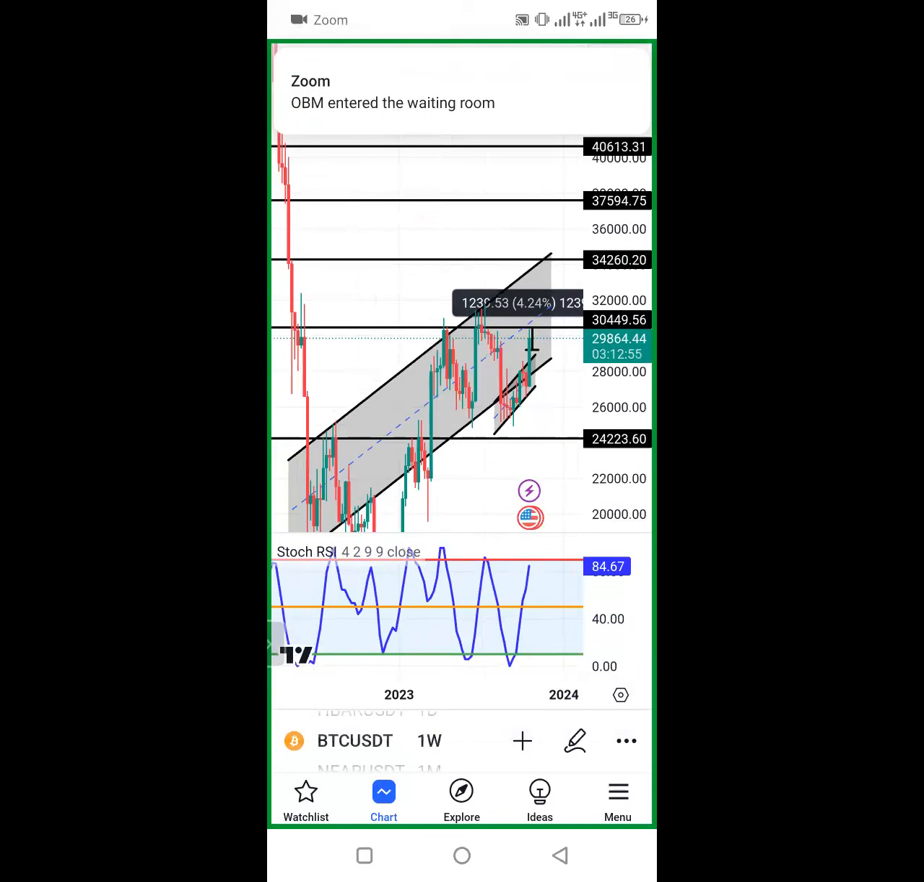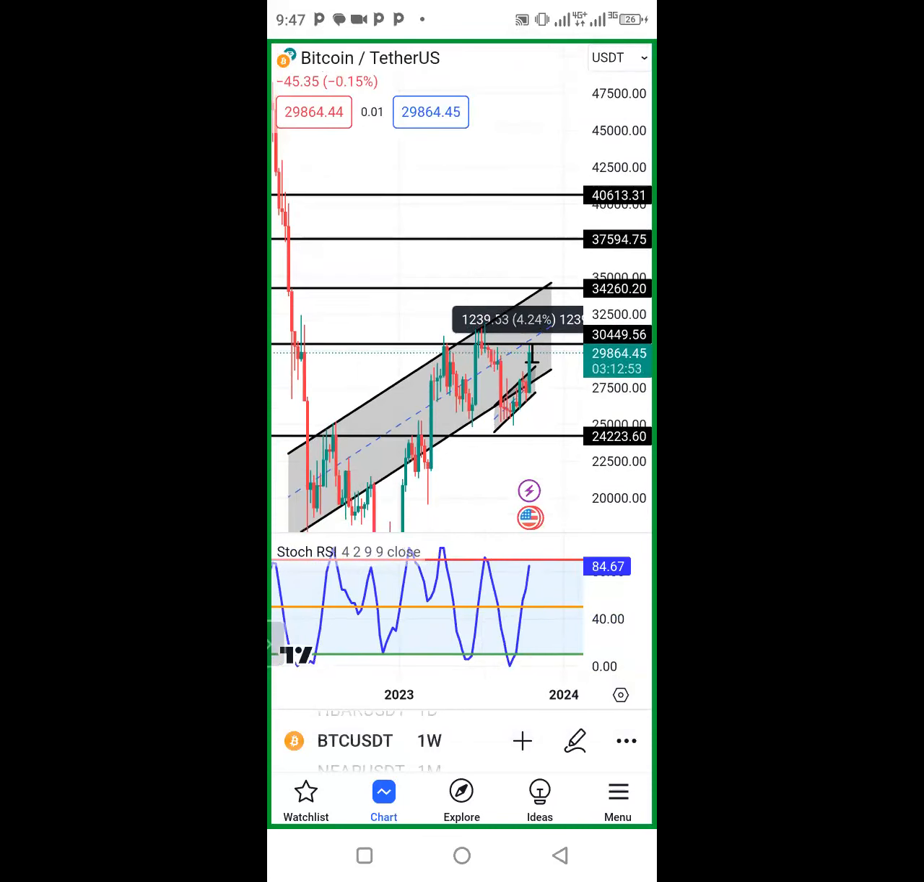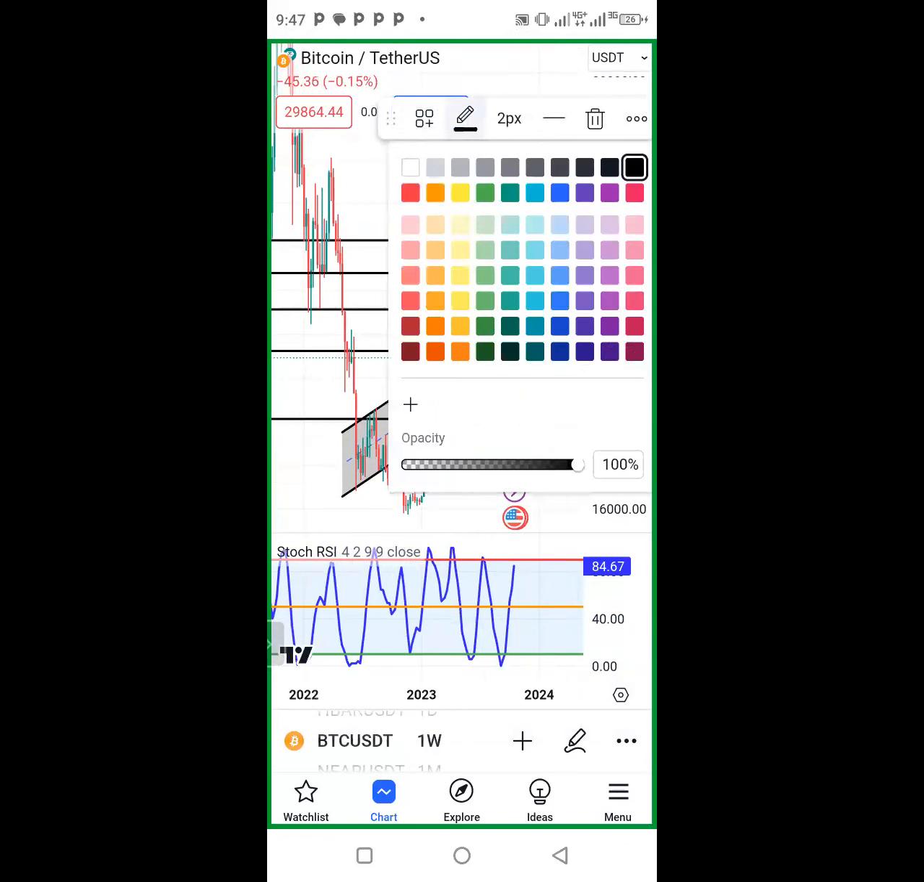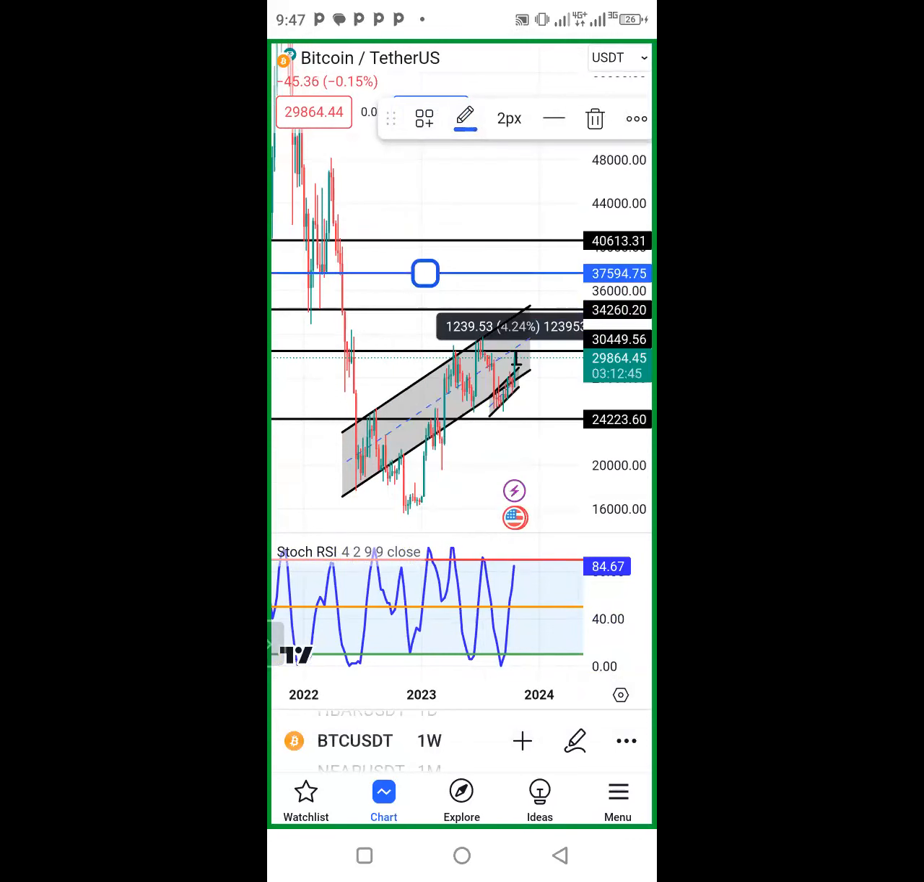Now, what are we saying? We are looking at Bitcoin going up, and if it's going up, what are we going to see? The next resistance is this line here, this blue line, which is 37 or 40. That's what we are looking at. This is just the 1 week.